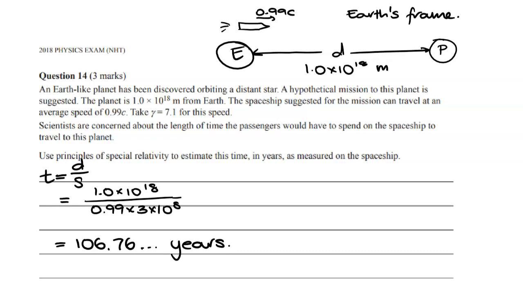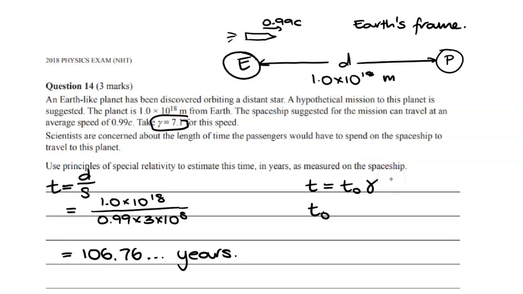Now, let's figure out what the time is in the spacecraft, what the spacecraft measures as time. Because they are within the spacecraft, they are measuring the proper time. So the proper time is T0. So let's use T equals T0 gamma. Again, they've given us gamma. How nice. We don't need to do that. So rearranging, T0 is going to be T on gamma.